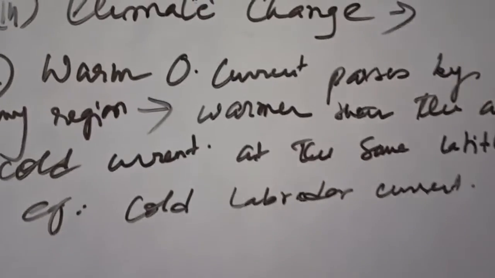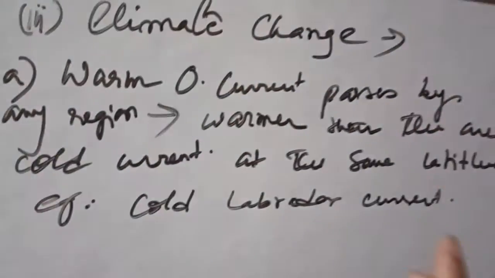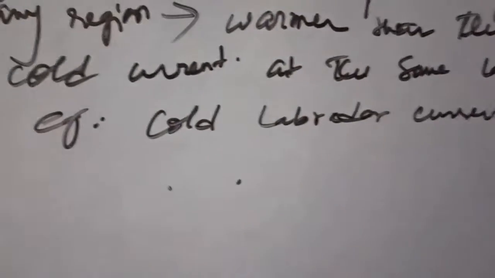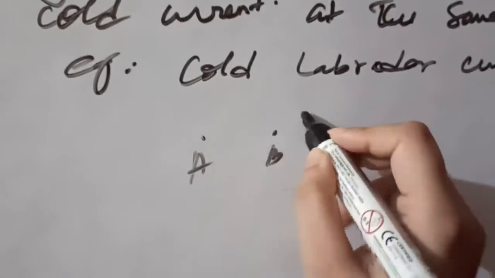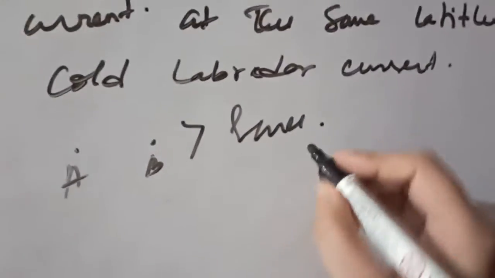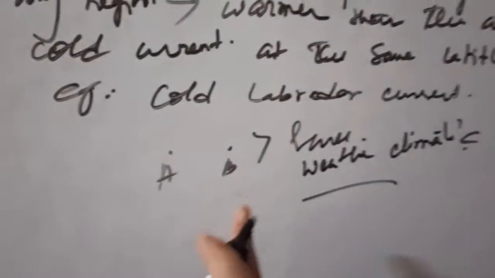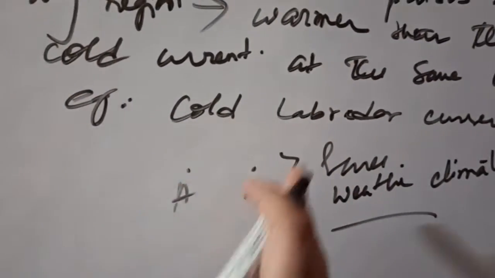So these ocean currents also influence the climate of the particular region. Let's take the example of two places which are located in the same latitude. Obviously the two places A and B should have the same type of weather and climate. Okay, but because of the influence of the ocean currents, the places which are lying in the same latitude do not have the same type of climate.